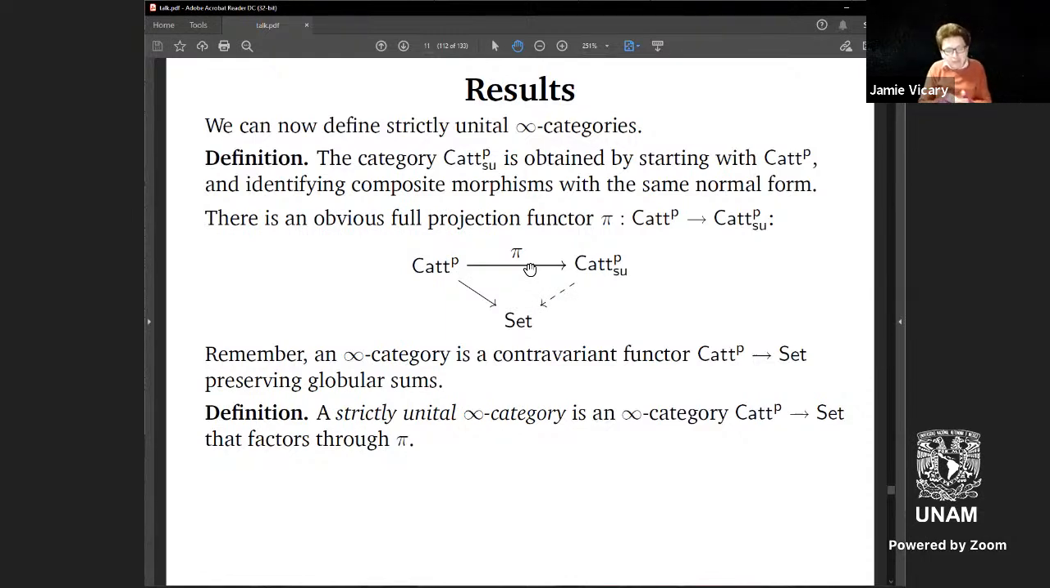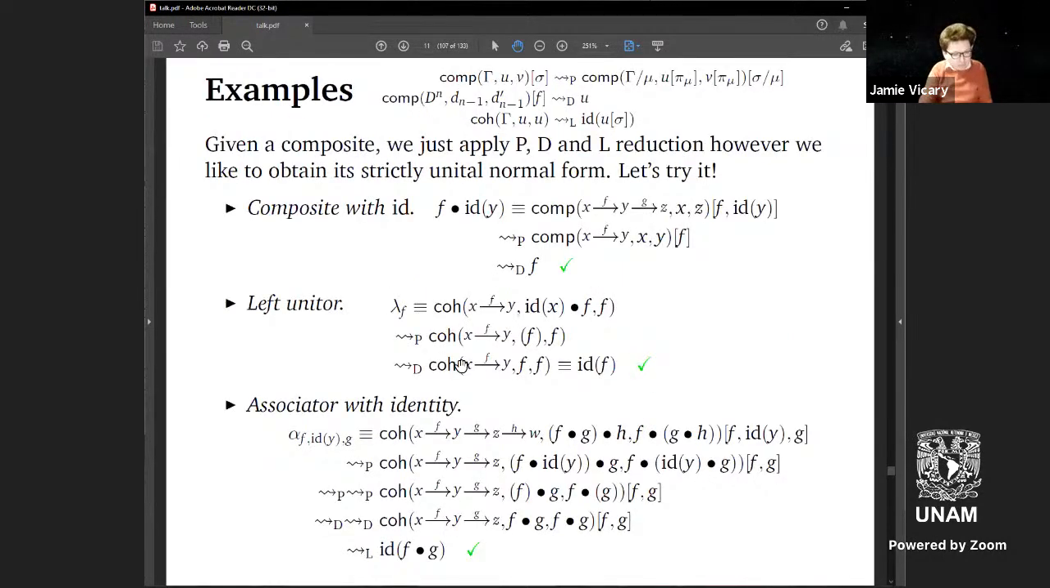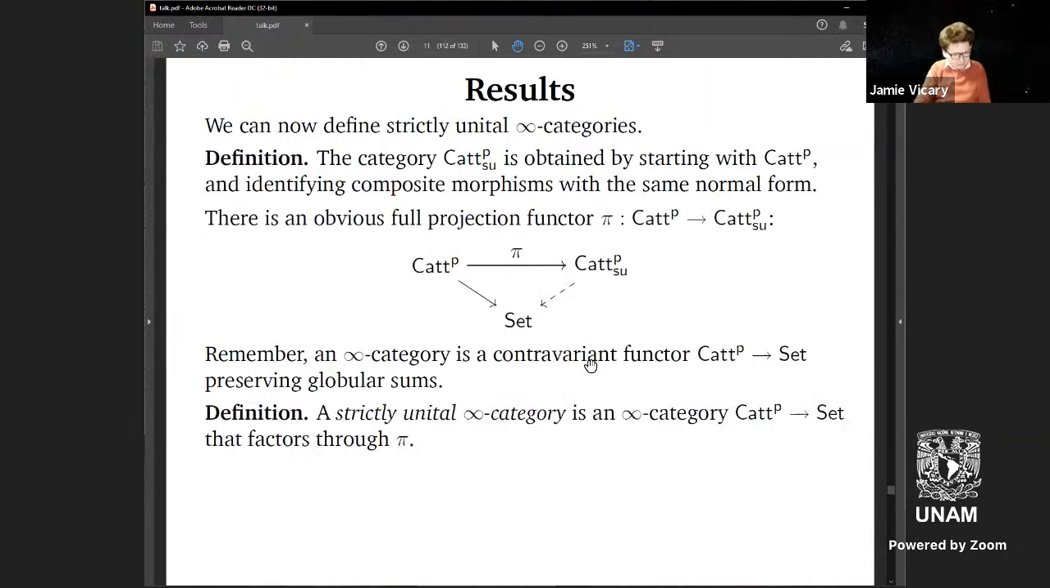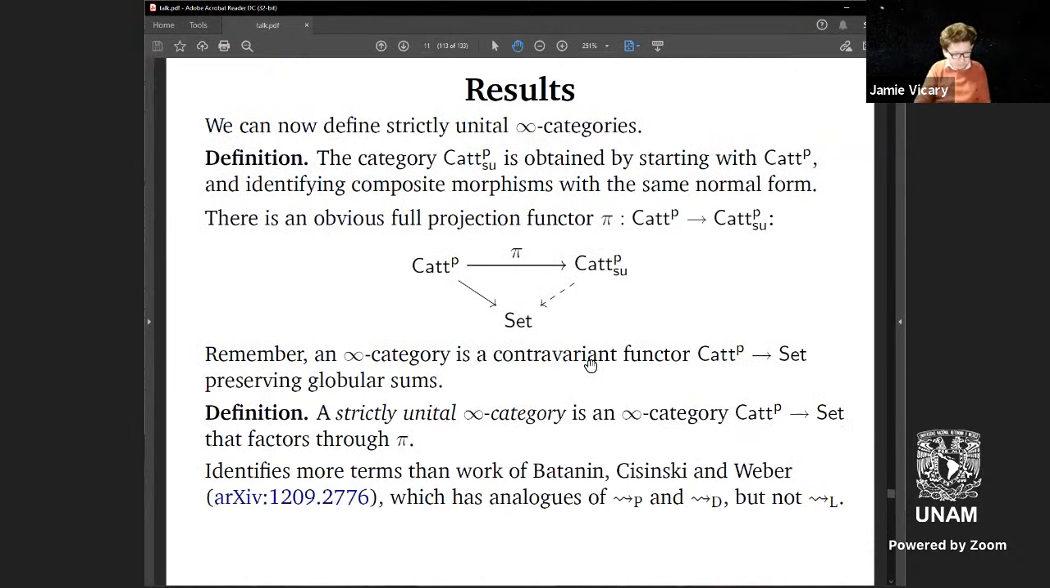So what does that checking amount to? Well, it amounts to checking that if you've got a particular infinity category, one of these presheaves, then you need to check that if I've got any two operations within the same equivalence class, for example, lambda F and the identity on F, we have to check that they act in the same way. We have to check this for all of these things. So it's a lot to check, but if it's the case, then we'll factorize. So there's been one previous paper on strictly unital infinity categories by Batanin, Cisinski, and Weber. Our definition seems to be strictly stronger than theirs.